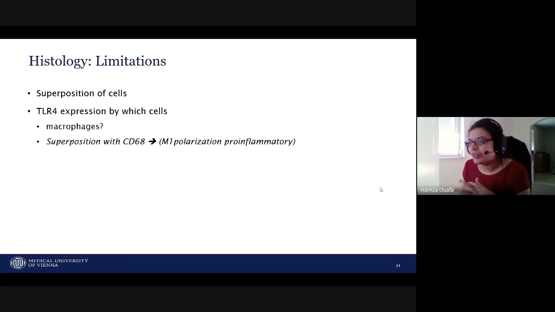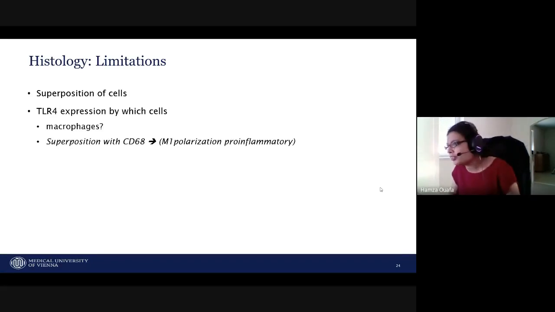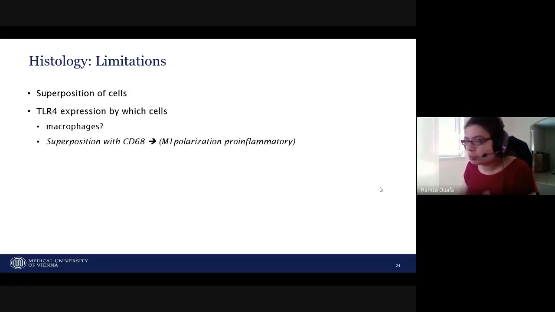Another problem, actually not a problem, a good fact, was that TLR4 expression was also superposed with CD68. So CD68 is another marker of a macrophage, and if TLR4 and CD68 are both expressed by the macrophage, it means that it's an M1 polarization. It's not that simple, but let's simplify it. M1 is a pro-inflammatory, a bad guy, and M2 is supposed to be a little bit of a good guy, the guy who is going there and trying to repair things. But in our case, it was more of a pro-inflammatory macrophage.